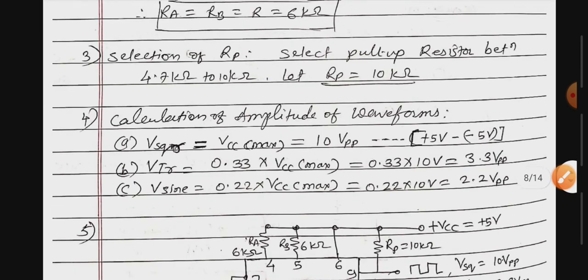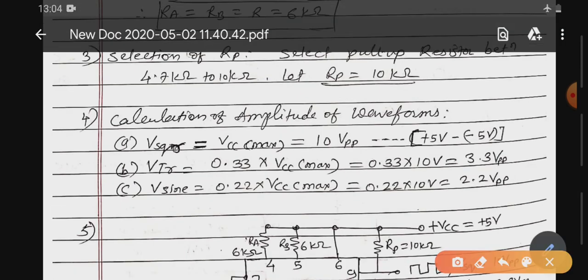Calculation of amplitudes. V square is equal to VCC max. So VCC max is twice of VCC, plus 5 volt minus minus 5 volt, so you will get 10 volt peak to peak. VCC max or V square is equal to 10 volt peak to peak. VTR is equal to 0.33 into VCC max. So keeping the value, you will get 3.3 volt peak to peak. V sine, by using this formula, you will get 2.2 volt peak to peak.